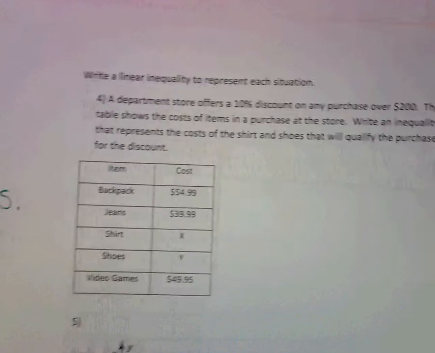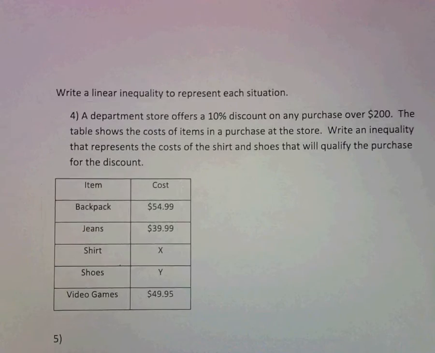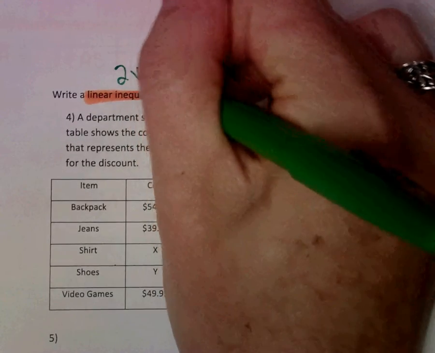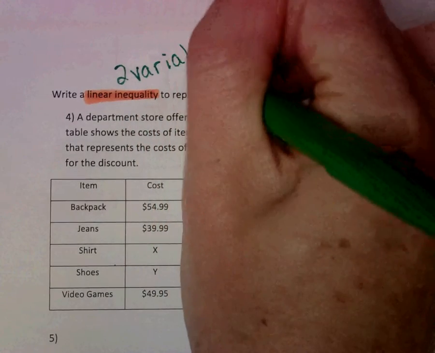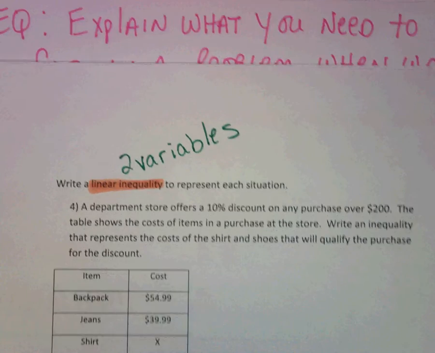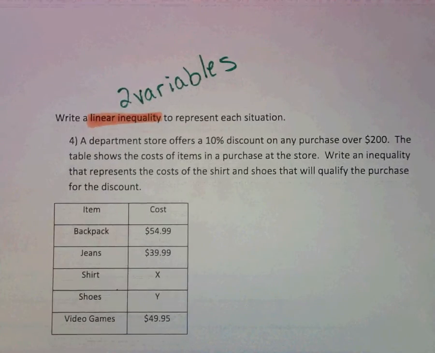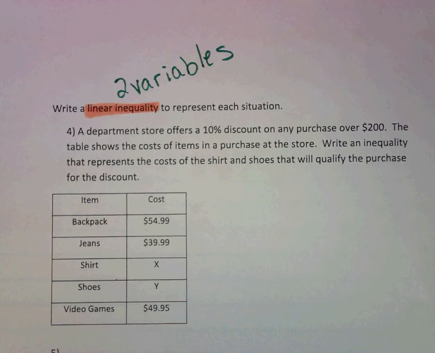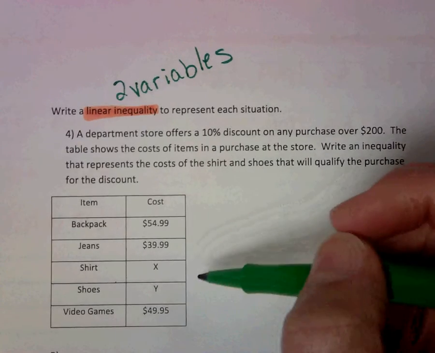Okay, in the next problems, we're now going to write a linear inequality. So this means that we're going to use 2 variables instead of just 1. So it's going to be a little bit different. Read the problem to yourself. Okay, so this might seem a little bit tricky.